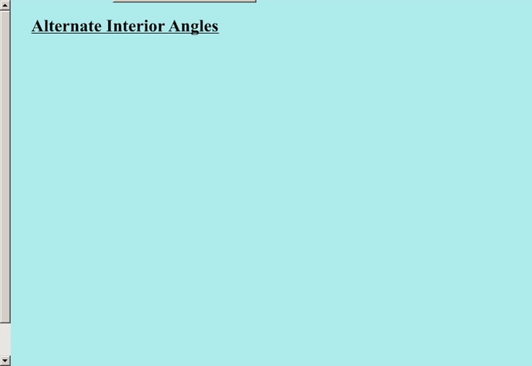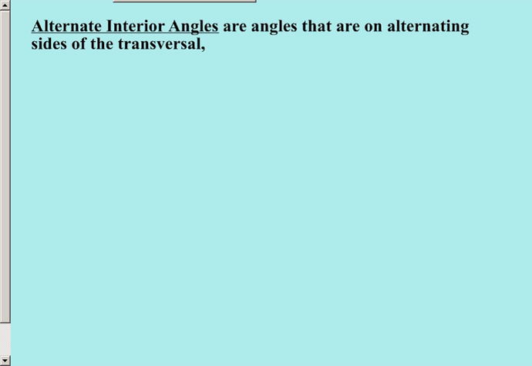Okay, the next type of angle that we're going to talk about are the alternate interior angles. Now for the remaining three sets of angles that we're going to talk about, the angle pairs, their names basically describe how it is that you find them in the picture. Alternate interior angles, it tells you exactly how to find them. Alternate interior angles are angles that are on alternating sides of the transversal.